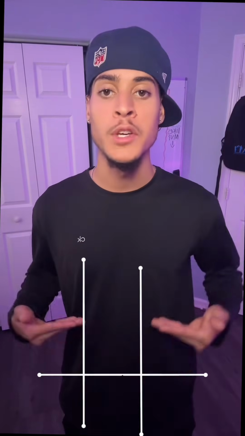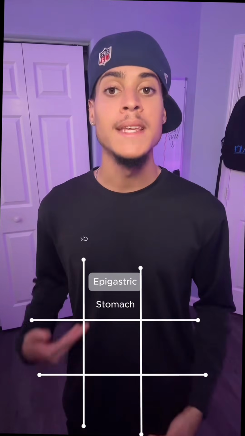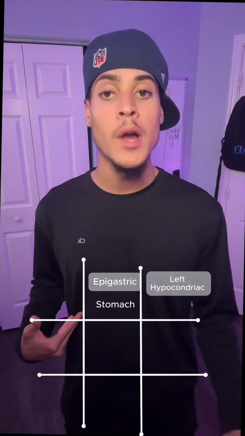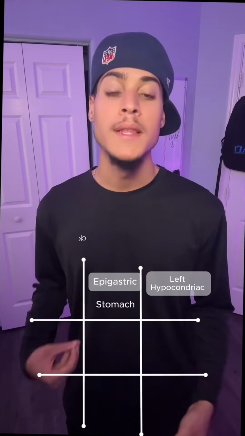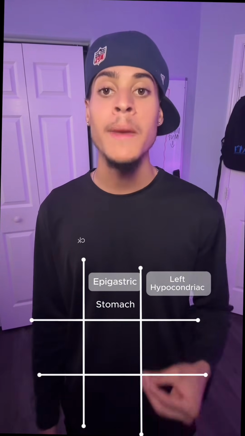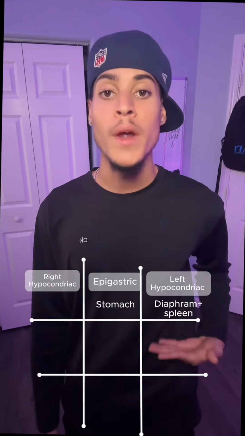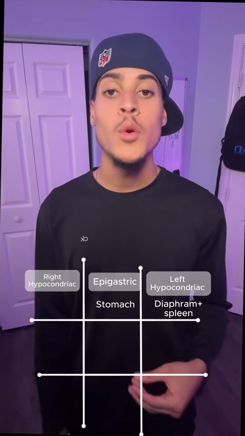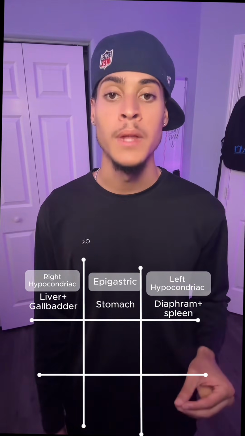Nine abdominopelvic regions. On the top row in the middle is the epigastric. This means above the stomach, but it still contains the stomach. In the left hypochondriac region, hypochondriac meaning below the ribs, this is going to have the diaphragm and the spleen. In the right hypochondriac region, this is going to have the liver and the gallbladder.